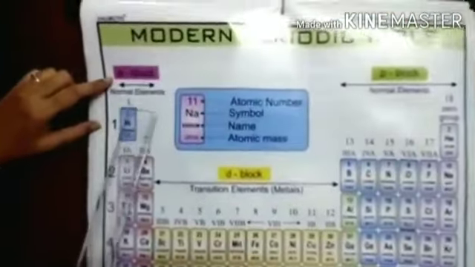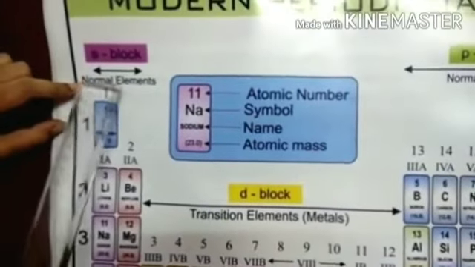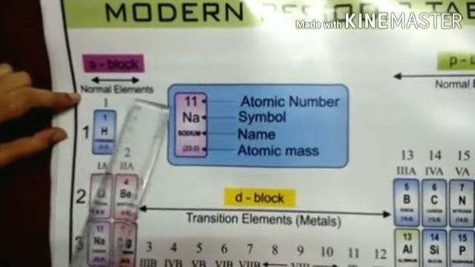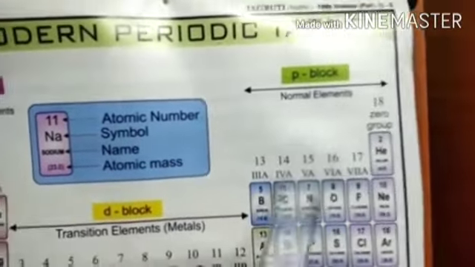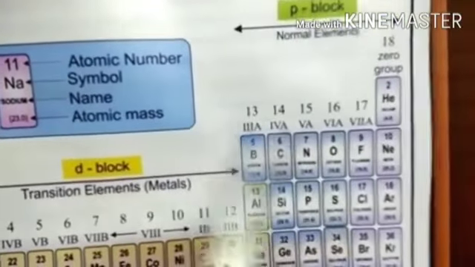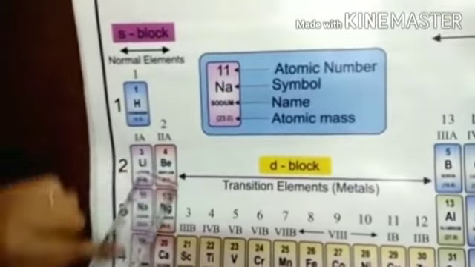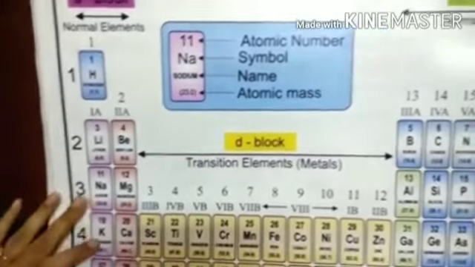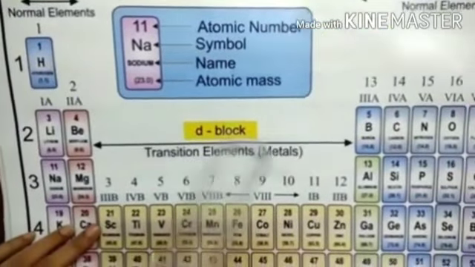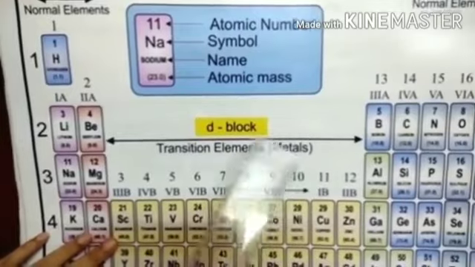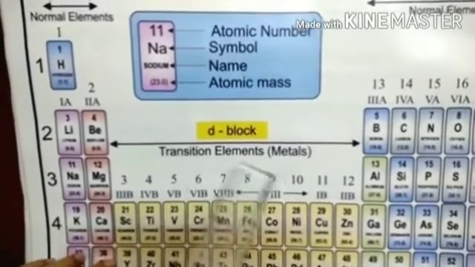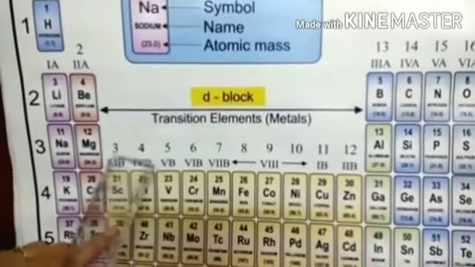We see in this periodic table this S block from 1 to 2. 1 and 2 means the S block contains normal elements. This P block also contains normal elements. These are boron, carbon, these are the normal elements. Here the S block also contains normal elements like lithium, sodium, potassium. Then the D block contains the transition elements. These transition elements contain mostly metals. These are the transition elements 3 to 12.